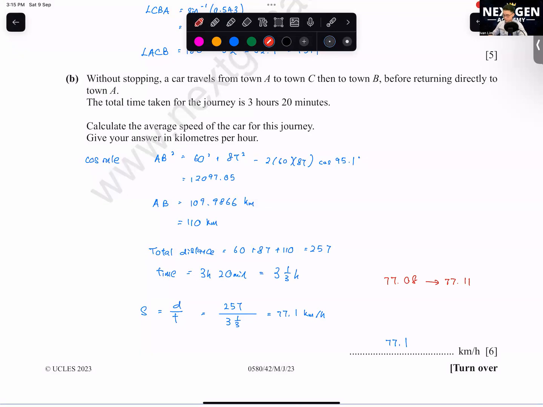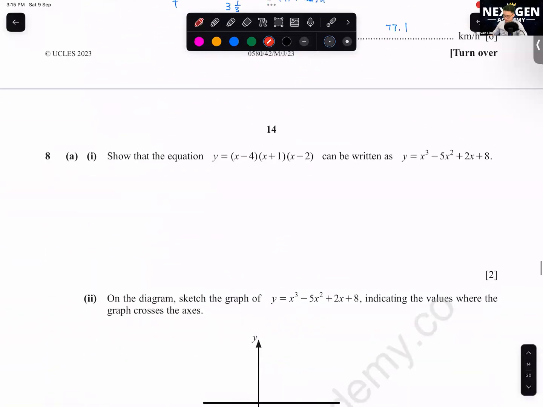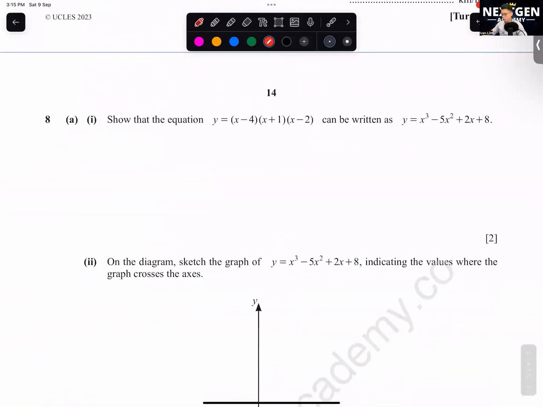Okay, next one. 8a. Show that the equation y equals x minus 4, x plus 1, x minus 2 can be written as this. This one is just expansion of brackets. So you get here x minus 4. Expand the bracket behind, so here it becomes x squared minus x minus 2.